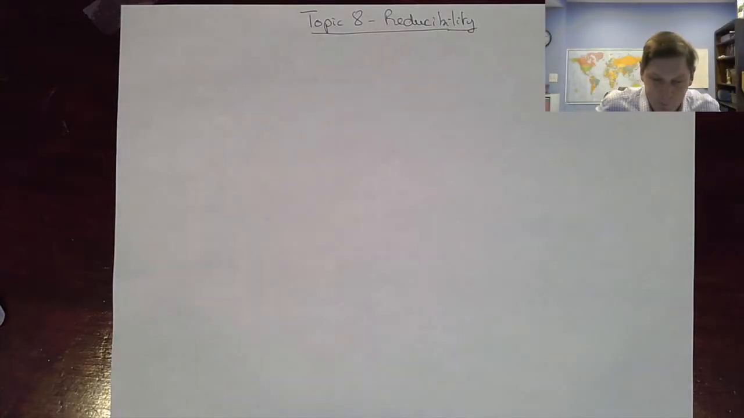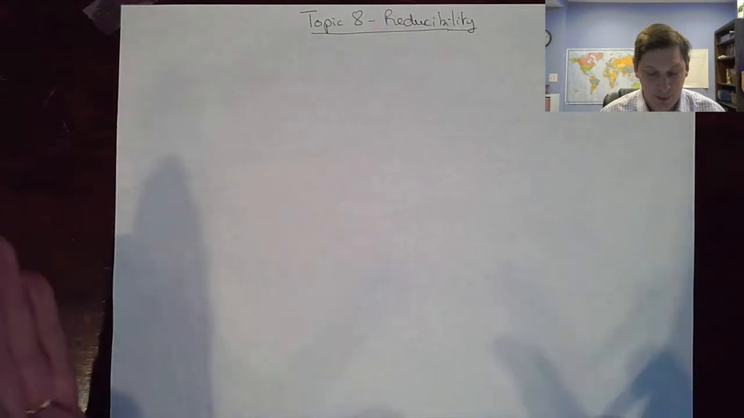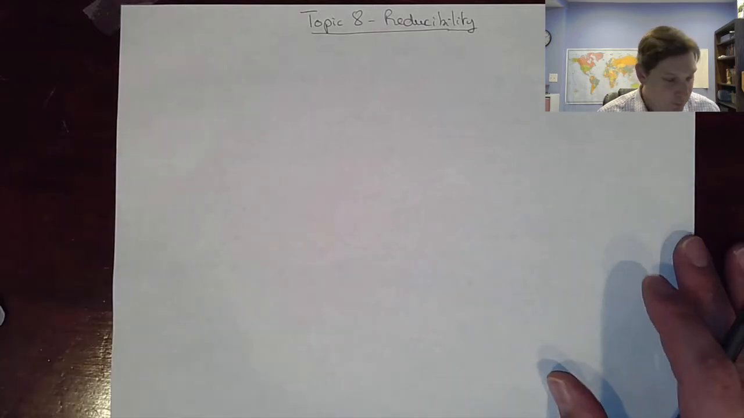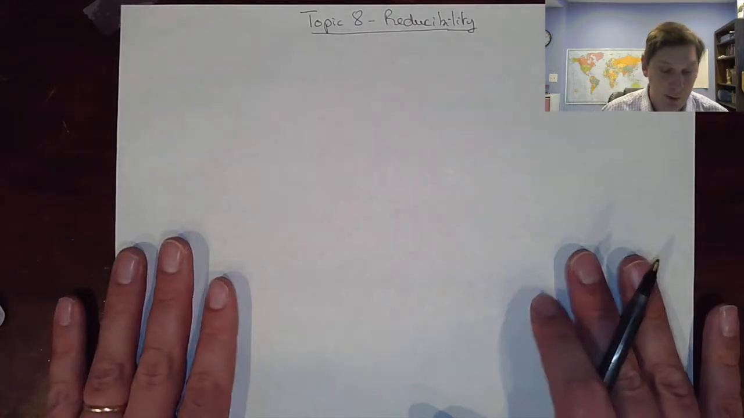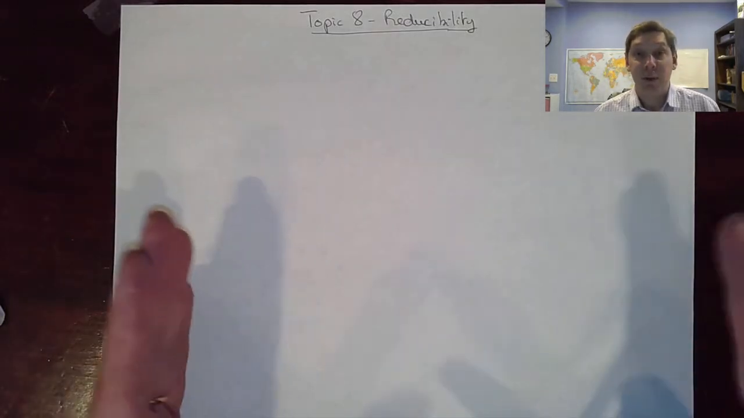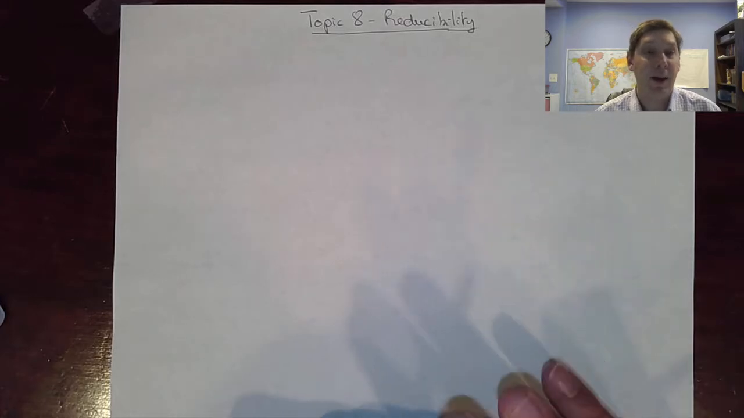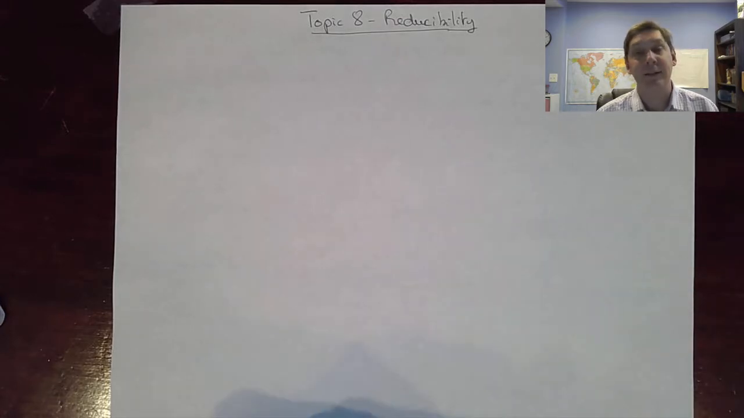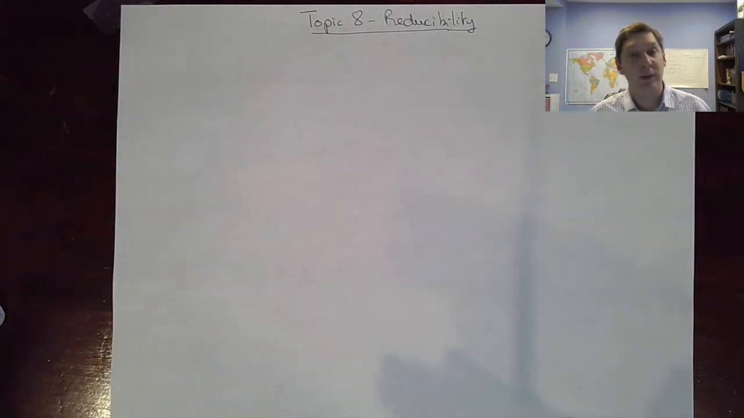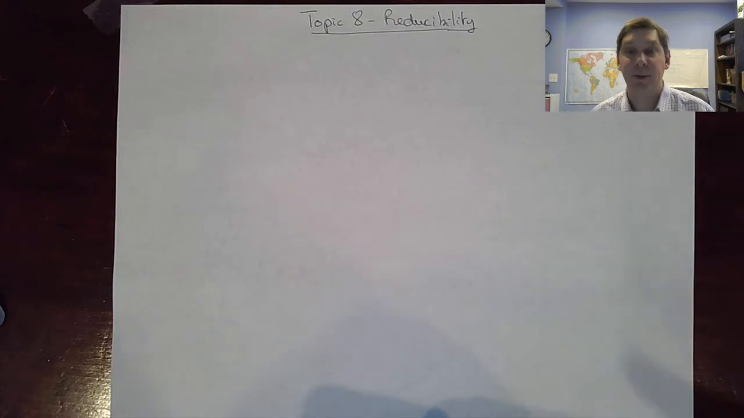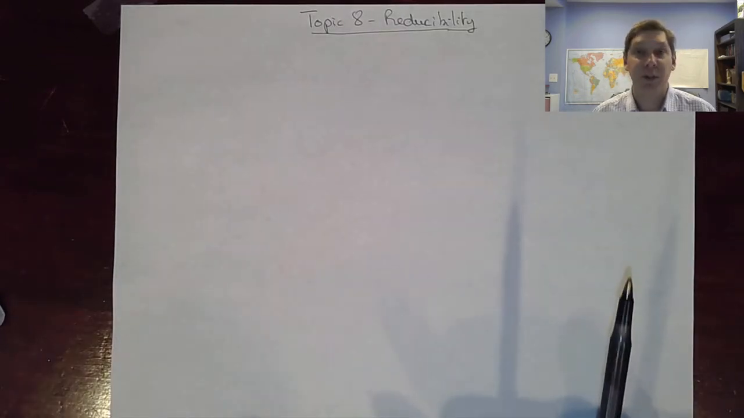Hello, so today we're going to talk about topic 8 on reducibility. Last time on topic 7 on decidability, we've been talking about some languages that are decidable. Pretty much anything that is below the Turing machine, so that has to do with finite automata and PDA and LBA, is decidable.